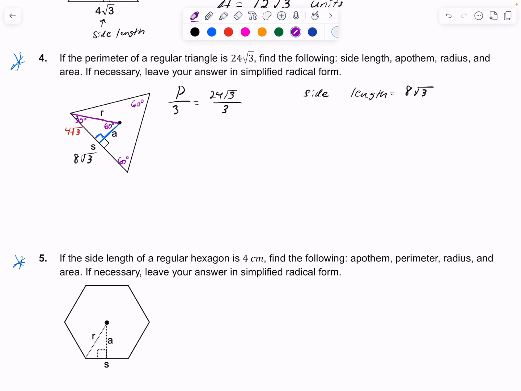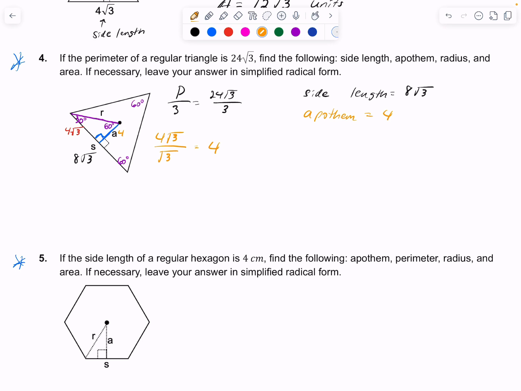So we're going to be using that information from a couple units ago to help us find the apothem and the radius. Okay, so if we know the leg that is across from the 60-degree angle, we can find the short leg across from the 30-degree angle by dividing by root 3. So I'm going to do 4 root 3 divided by root 3, and that is going to give me just 4. So the short leg is going to be 4. In this case, that's the apothem. So the apothem is equal to 4.